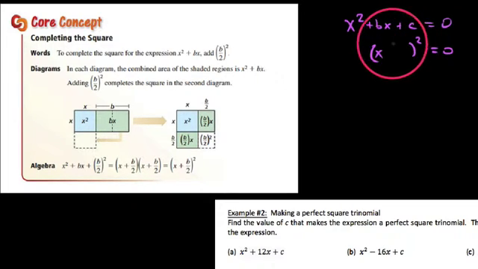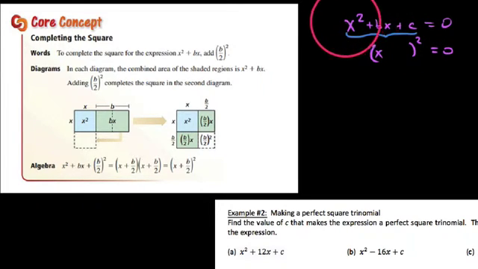So our main goal in this video is going to be to learn how I can take some trinomial in standard form, this ax squared plus bx plus c form, where in this case specifically a is equal to 1, and rewrite it in this square binomial form so that we can get a constant on the right and something squared on the left and use square roots.